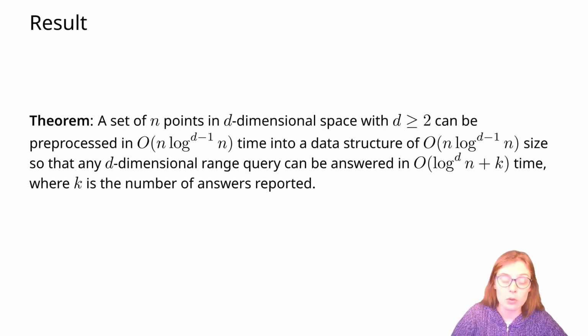So we can conclude with the following result. A set of n points in d dimensions can be pre-processed in big O of n log to the d minus 1 time into a data structure of big O of n log to the d minus 1 n size, so that the hyperrectangular range query can be answered in big O of log to the d n plus k time, where k is the number of reported points.